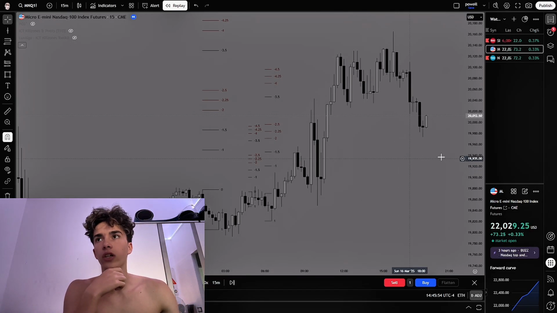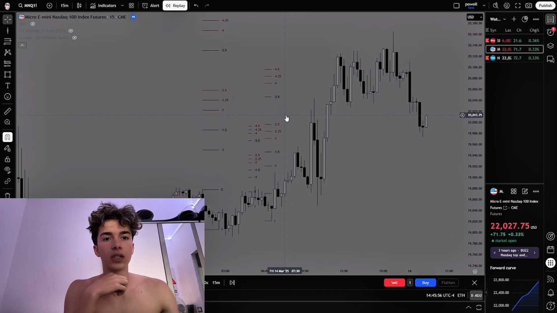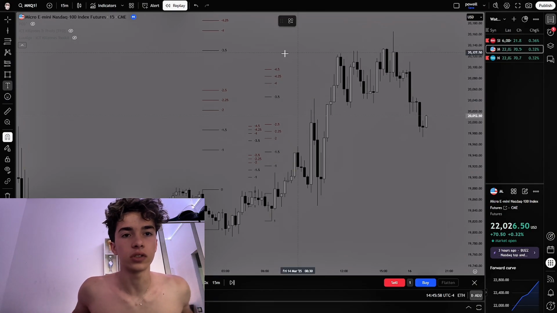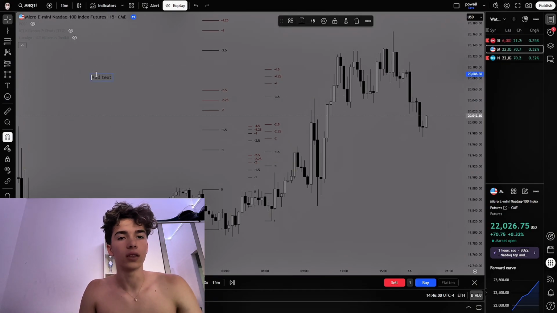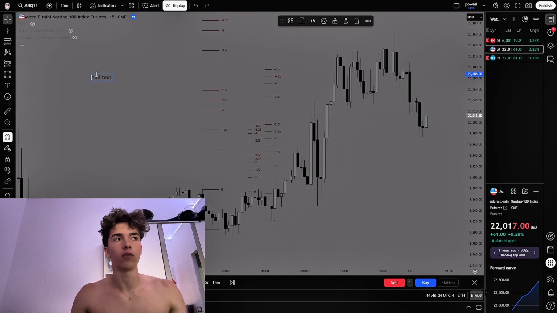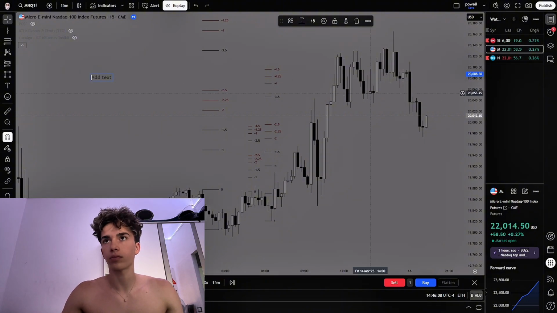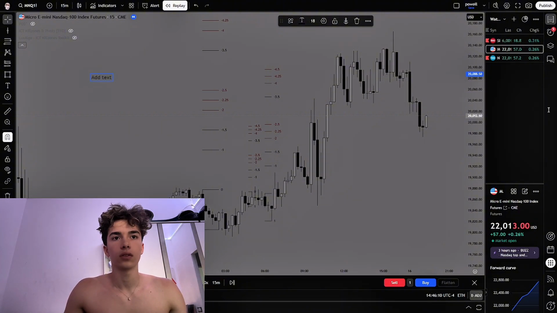What is engineering liquidity? It is basically, as simple as that, liquidity that sits before and is formed before a level. So that's the main thing.